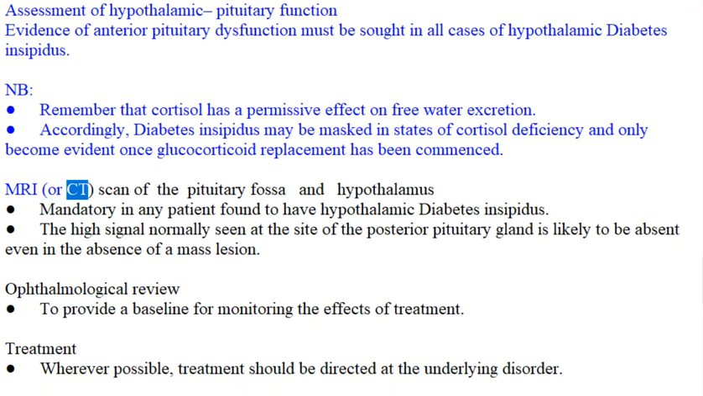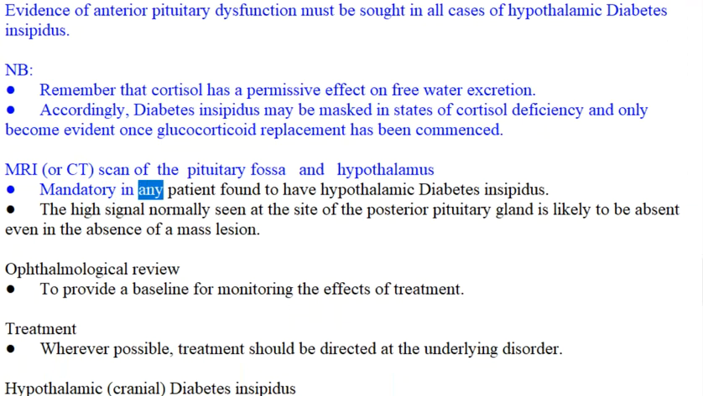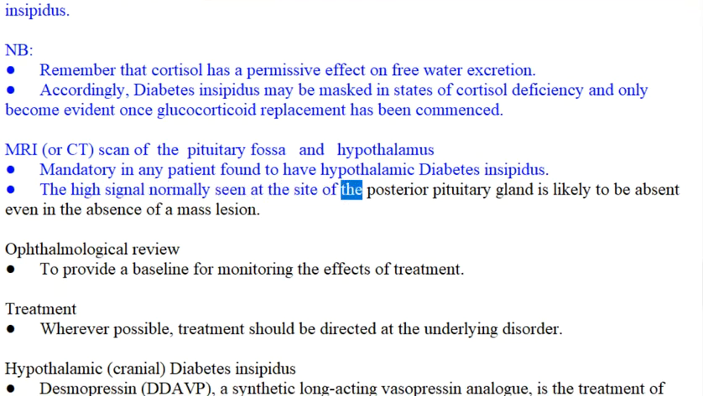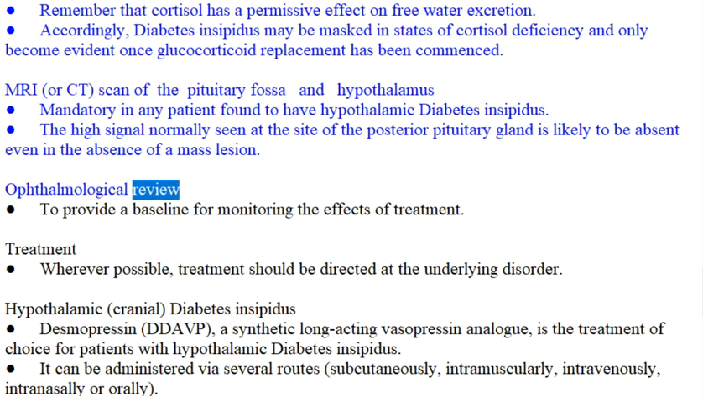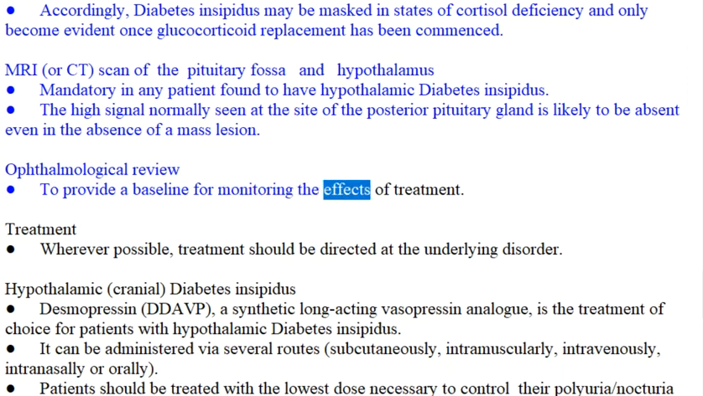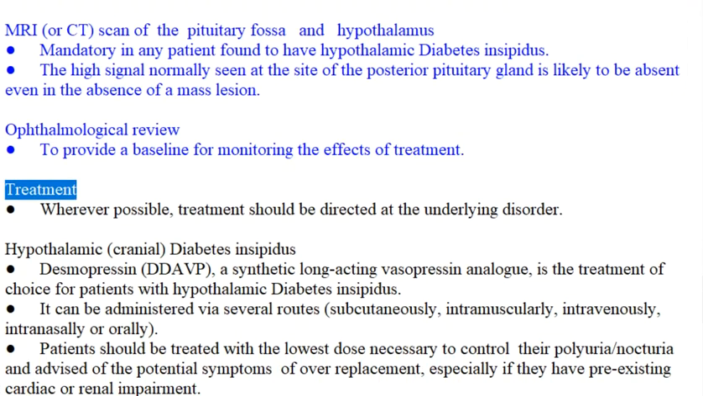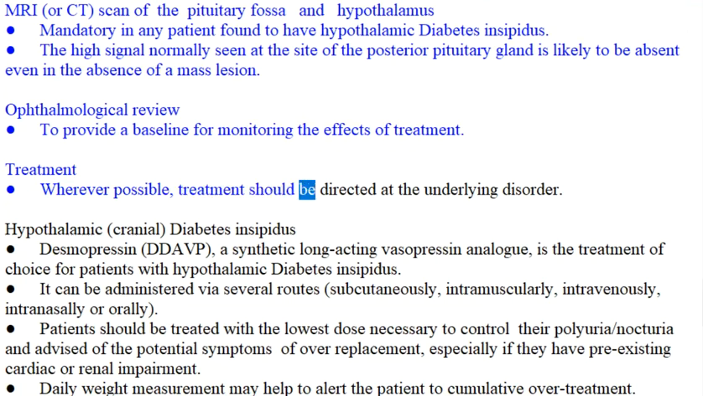MRI, or CT, scan of the pituitary fossa and hypothalamus. Mandatory in any patient found to have hypothalamic diabetes insipidus. The high signal normally seen at the site of the posterior pituitary gland is likely to be absent even in the absence of a mass lesion. Ophthalmological review. To provide a baseline for monitoring the effects of treatment. Treatment. Wherever possible, treatment should be directed at the underlying disorder.